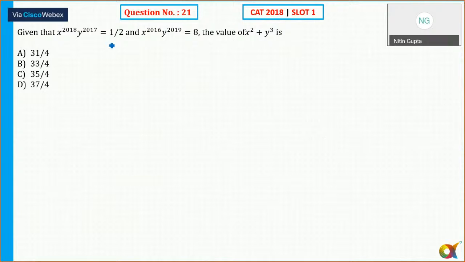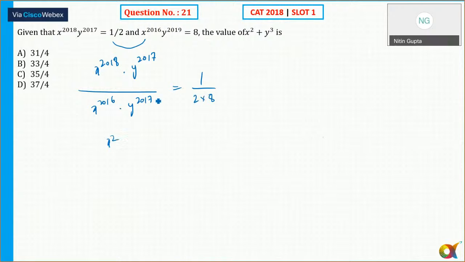I'll simply divide these two equations. So what will I get? x raised to power 2018 into y raised to power 2017 upon x raised to power 2016 into y raised to power 2019 is equal to 1 by 2 divided by 8. So 1 by 2 into 8. So this will be equal to x square by y square, and this is 2 raised to power 19... so x square by y square is equal to 1 by 16.